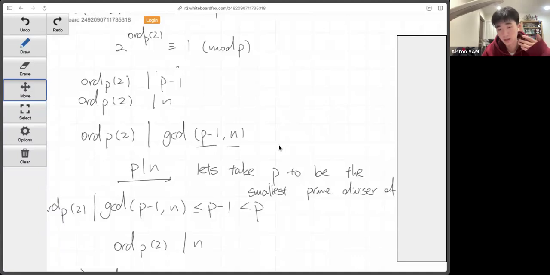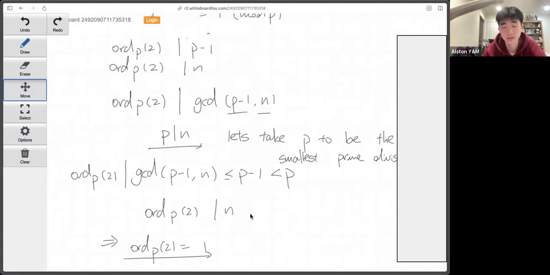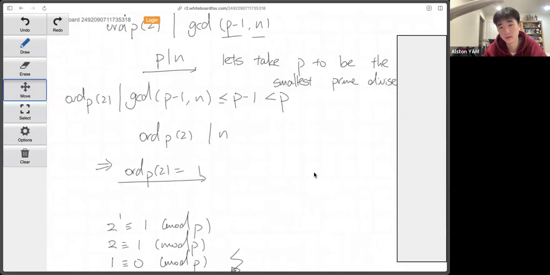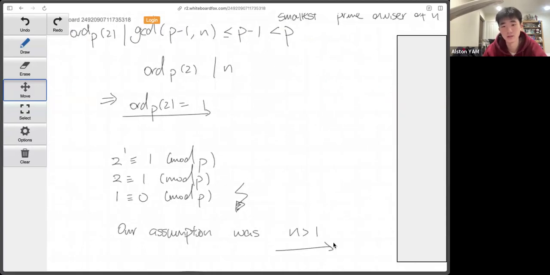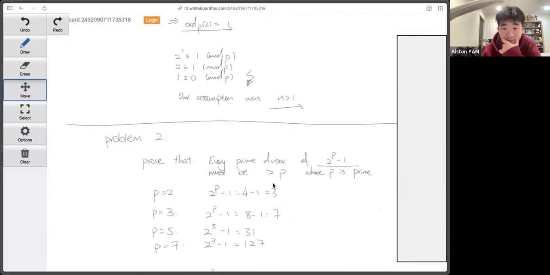Right. Cool. So now after you've taken the smallest one, I think the rest kind of just falls in place where you can be like, okay, smallest, then that forces the order to be 1. And then from then onwards, it's a pretty straightforward contradiction, right? It's just that when the order is 1, bad things tend to happen. So when you're doing a contradiction proof, try to prove that the order is 1, basically.